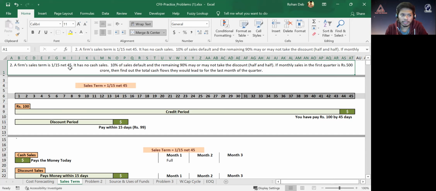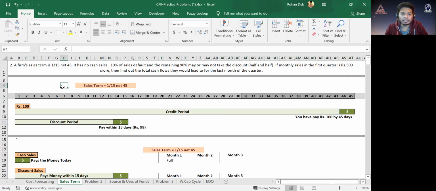That is important to understand. So essentially what this says is that I will give you 1% discount if you pay within 15 days, and the net credit period is 45 days. So basically, let's take a timeline from 1 to 45. If I pay today, I have to pay 100.